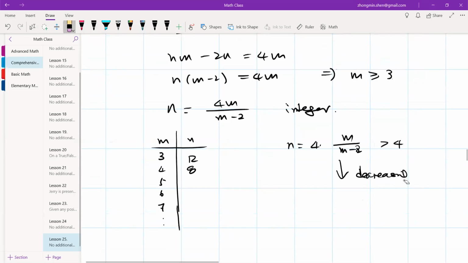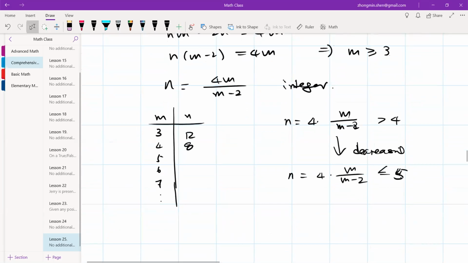What happens when n equals 5? Let's see, because after that n is getting close to 4, but never reaches 4. Let's see when this is going to be less than or equal to 5. Okay, it's decreasing, anyway, decreasing to 4 from 12.